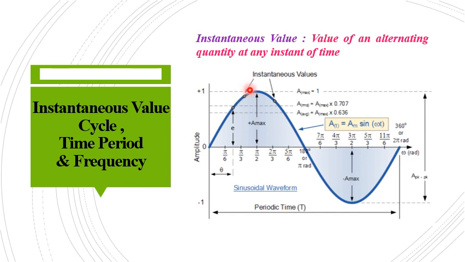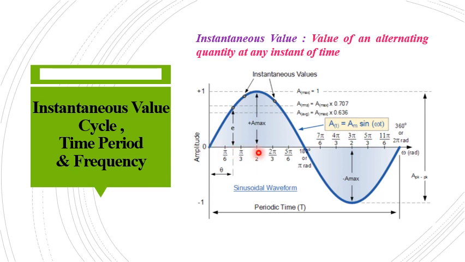So consider the given sine wave, which is represented as A of t equal to Am sine omega t. Instantaneous value can be obtained by substituting different values for t. For example, the value of the sine wave at t equal to 0, that is A of 0, will be equal to Am sine 0. We know that sine 0 is 0. That is, the instantaneous value at t equal to 0 is 0.